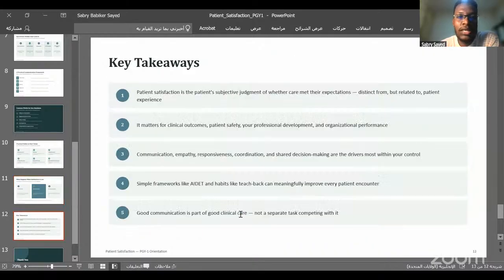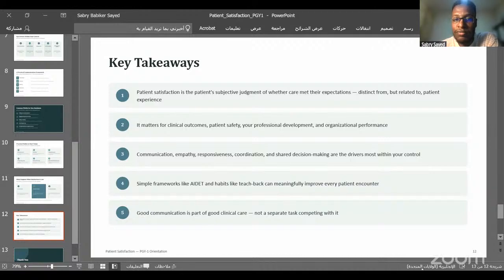All right, so these are the key takeaways. Patient satisfaction is a patient's subjective judgment of whether the care met their expectations. It's distinct from but related to the patient experience. And as we've mentioned, if you have a good patient experience, if you spend good time and communication with your patients, the patient satisfaction will follow your patient experience. It matters for clinical outcomes, patient safety, your professional development, and also the organization or hospital performance.